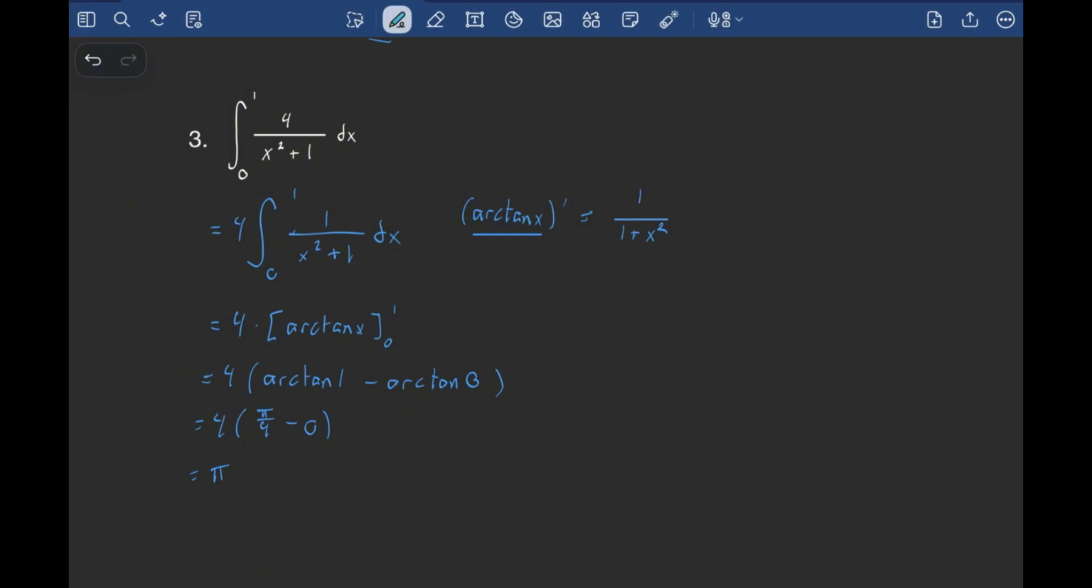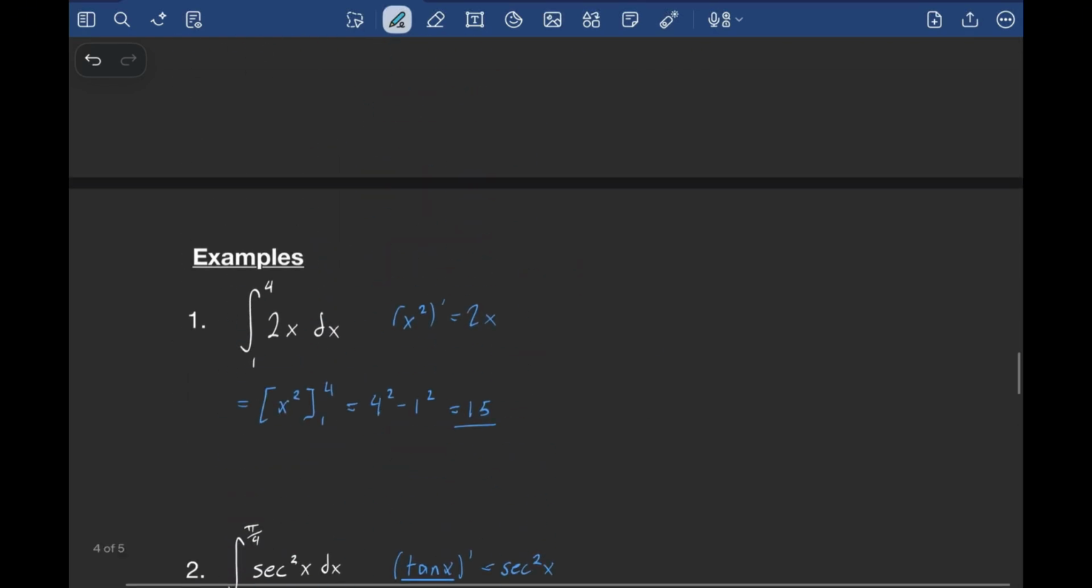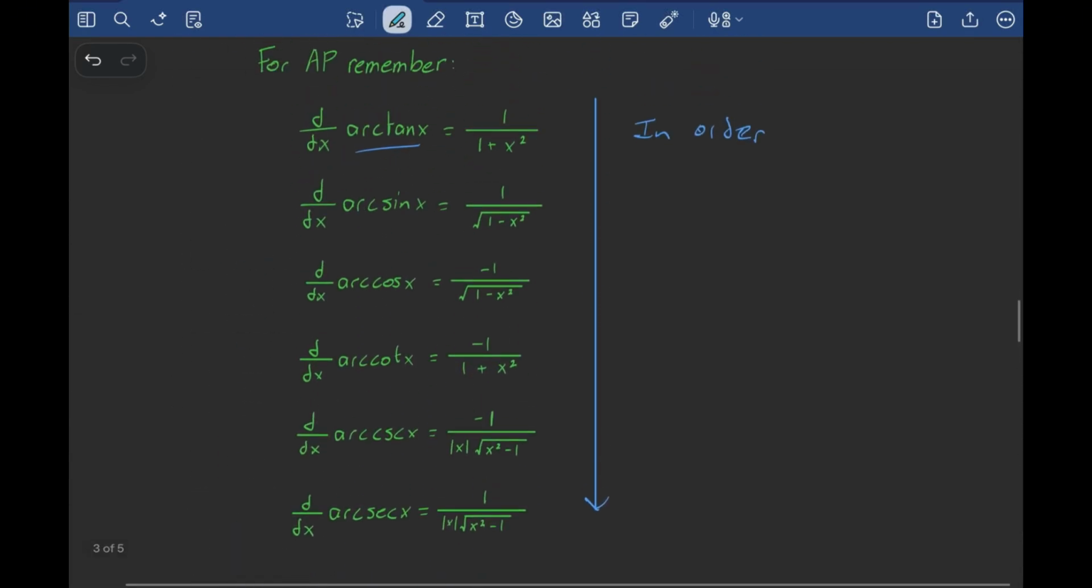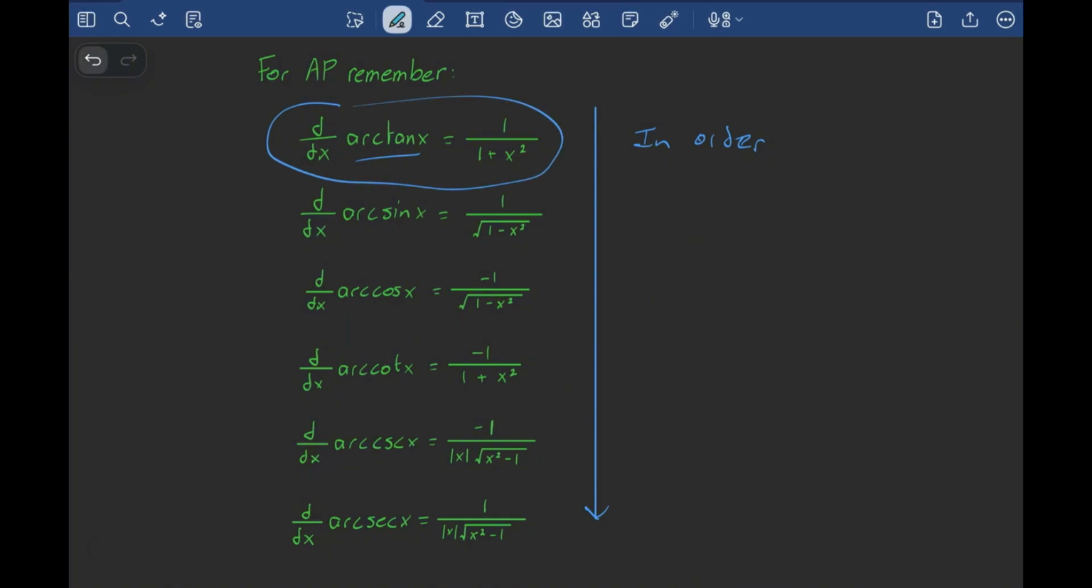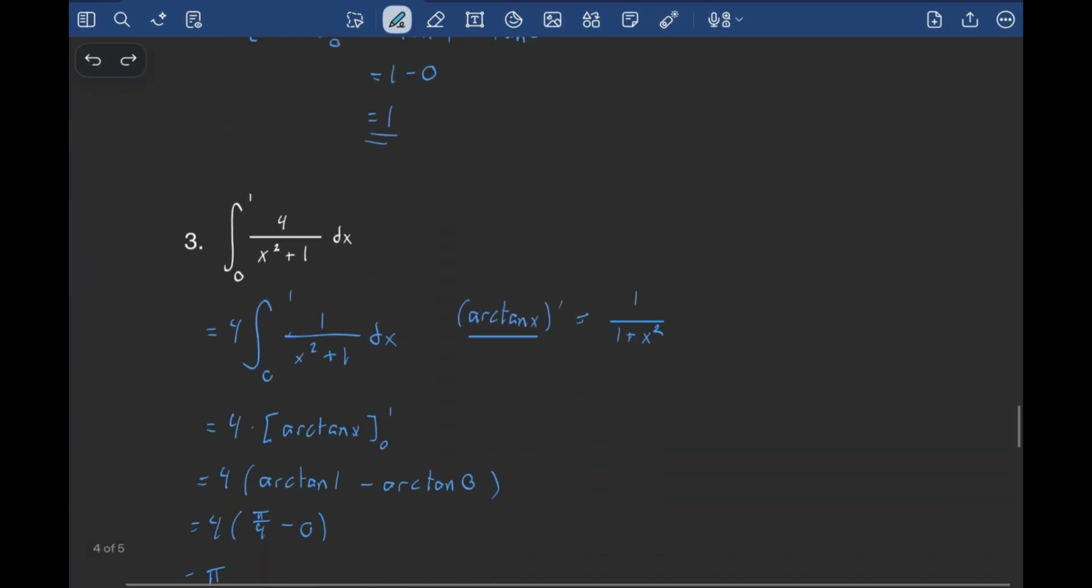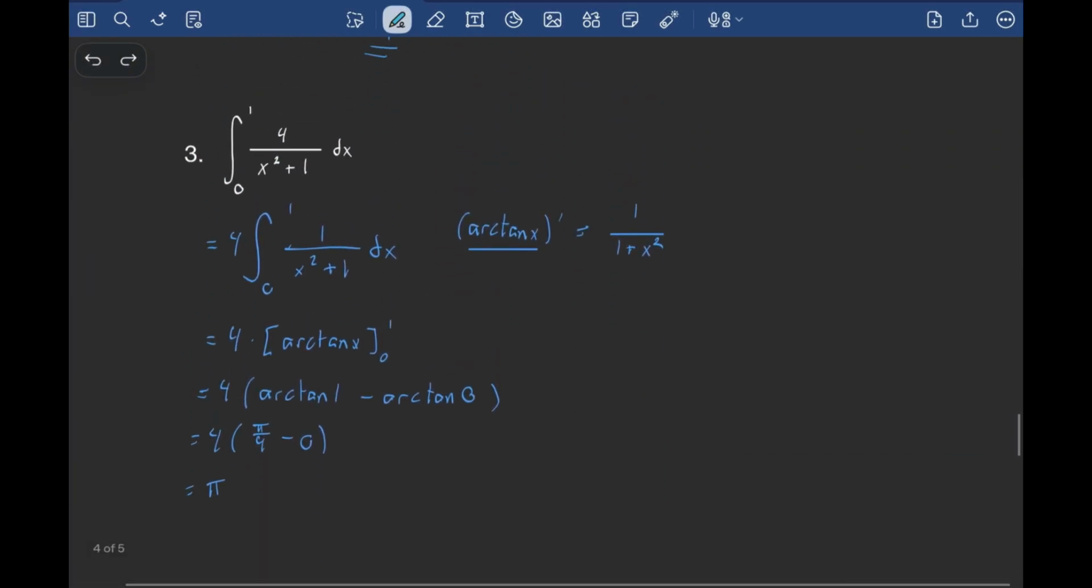This would have been basically impossible to answer in a timely manner if you hadn't memorized your arctan antiderivative, which is why, again, it's so important to memorize it in order. Arctan, the most important, I'm telling you. It's good to know. It'll save you so much time, and that way you can spend your time on problems that require a little bit more thinking than these elementary integrals.